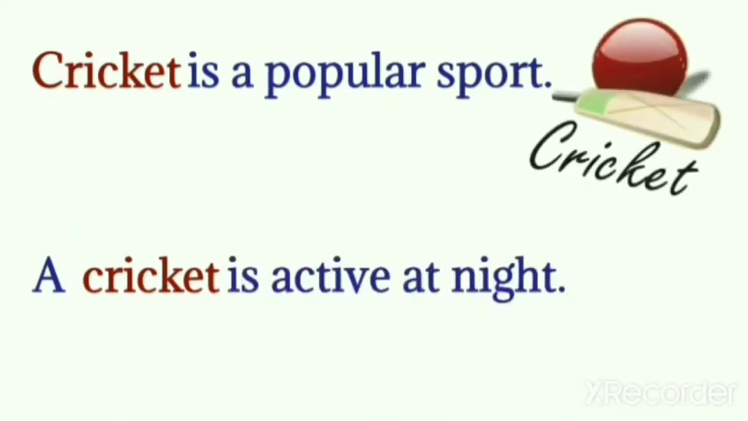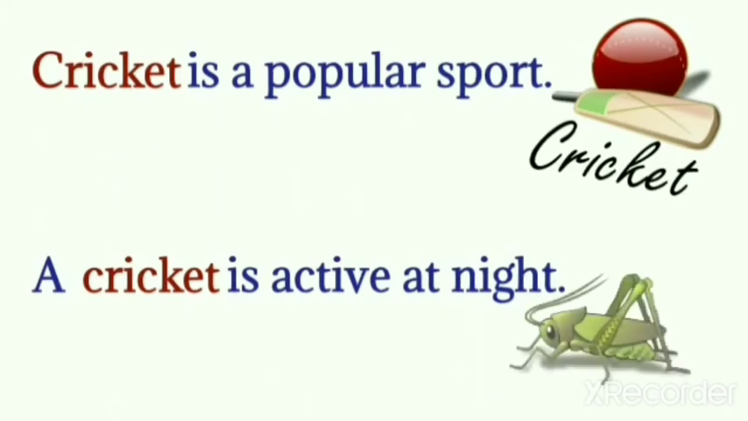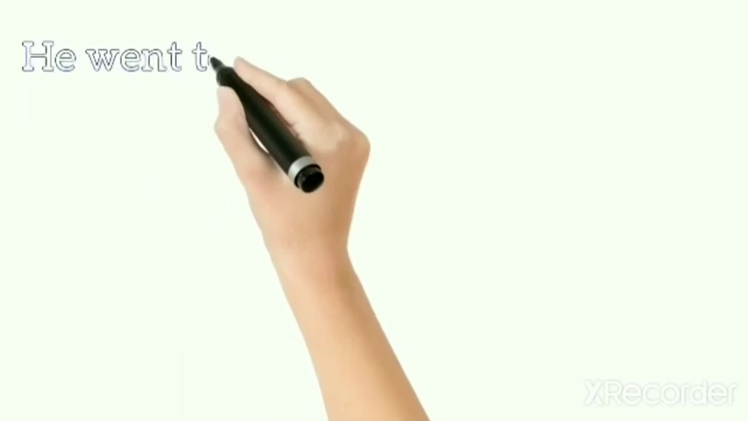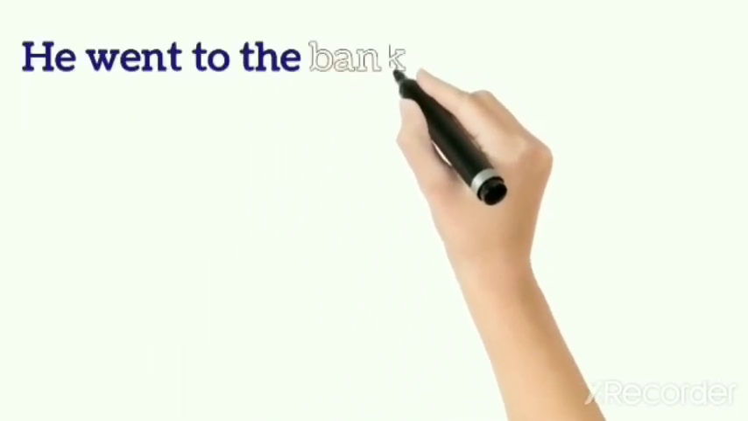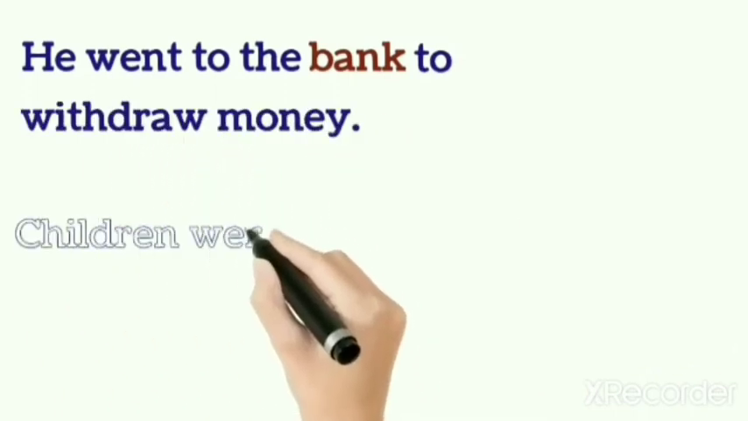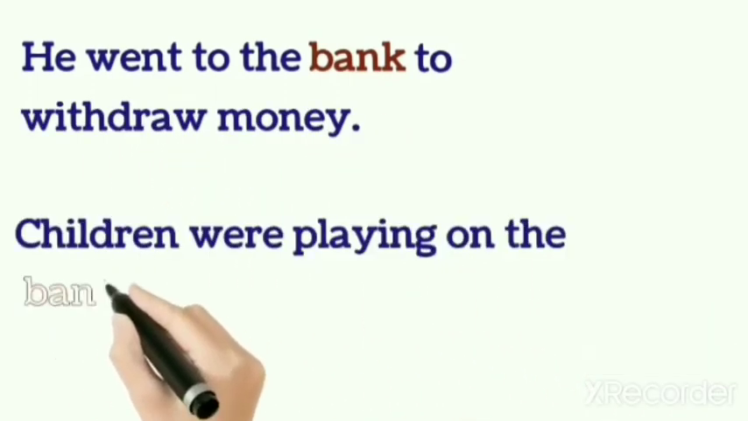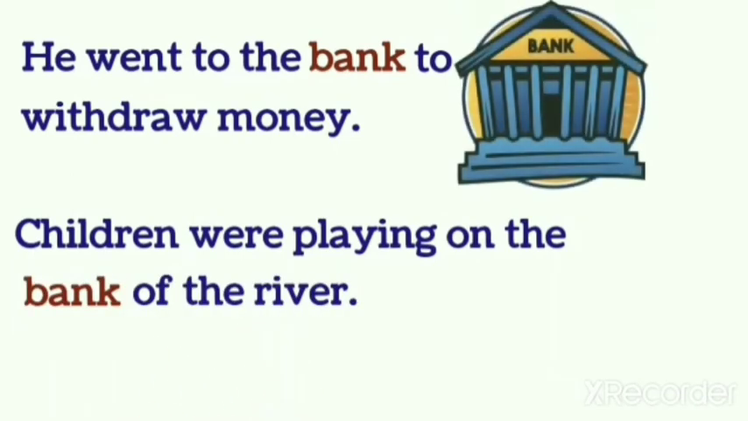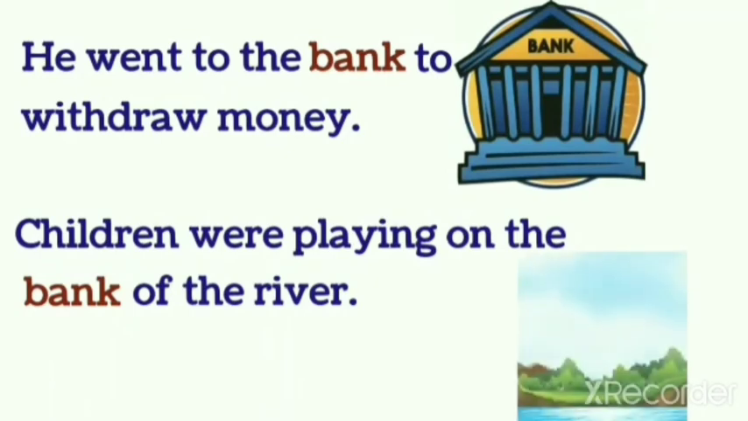In the first sentence, the word cricket means a game. In the second sentence, it means an insect. In this pair, you may see they have similar sound and spelling but different meaning. The next pair is bank. He went to the bank to withdraw money. Children were playing on the bank of the river. In the first sentence, the word bank means a financial establishment, whereas in the second one, it means the slope bordering the river.